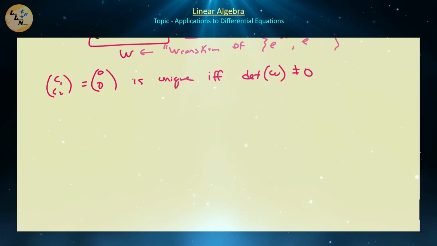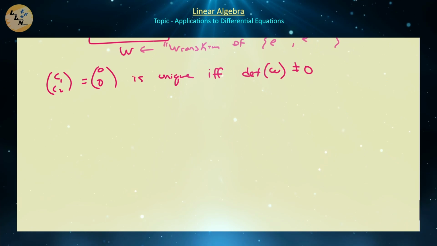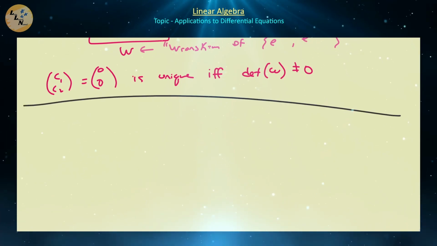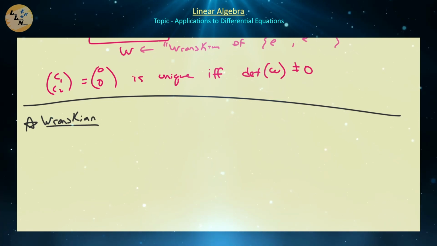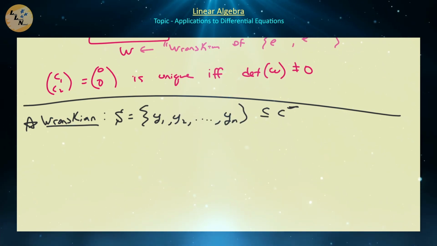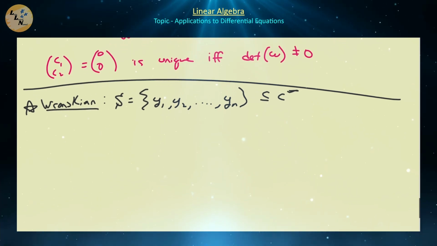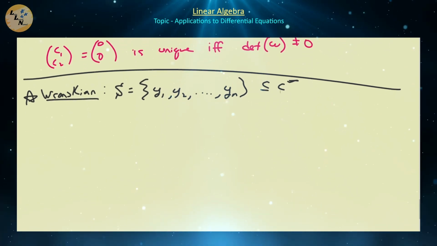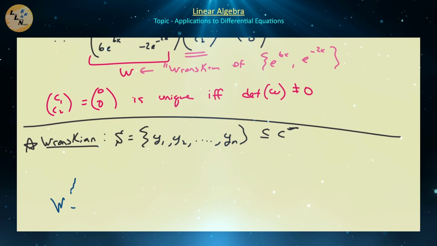Although this is just for two solutions, we can extend this to several more. So let's give the general definition of the Wronskian. The Wronskian for the set S, which is equal to y1, y2, down to, say, ym, and let's assume that's a subspace of C infinity, so we can take the derivative of these functions as many times as we want, in particular n minus 1 times. The Wronskian is going to be the matrix of the following derivatives.